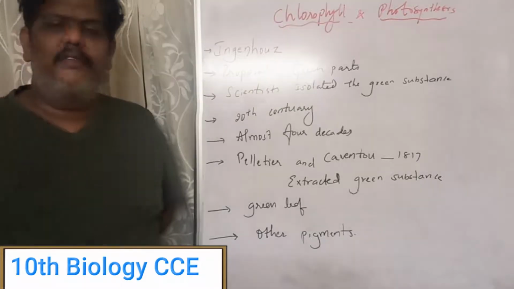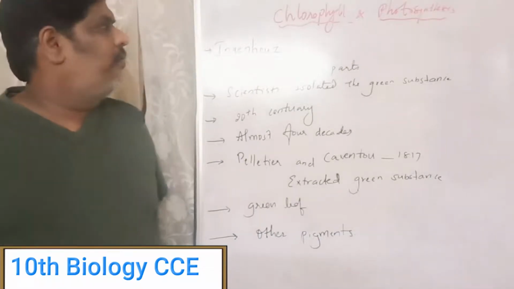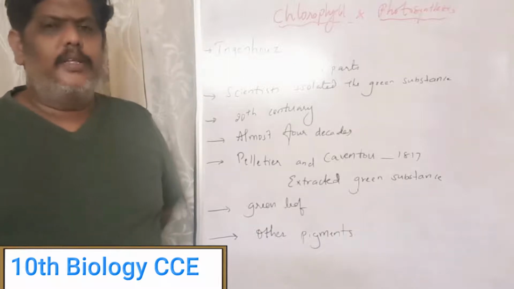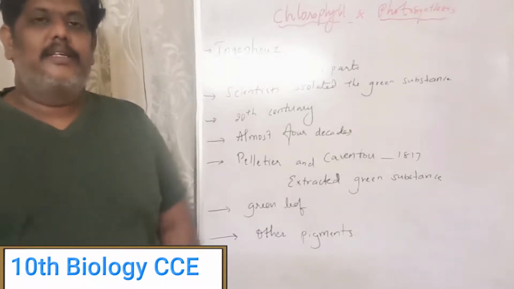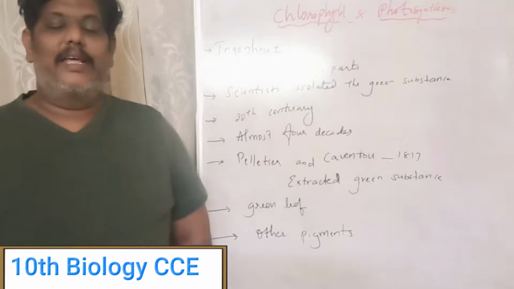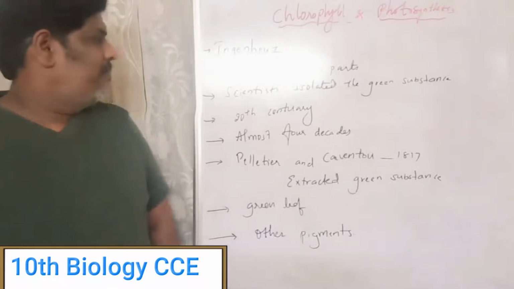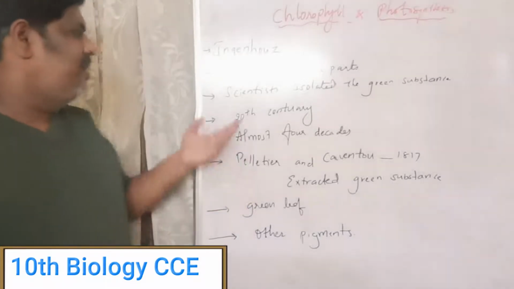So if the leaves are in different colors and all, can they prepare the food material? Can they undergo the photosynthesis process? All these questions were in the minds of the scientists until the chlorophyll was extracted. It was isolated from the leaf. So this isolation was done by the scientists.